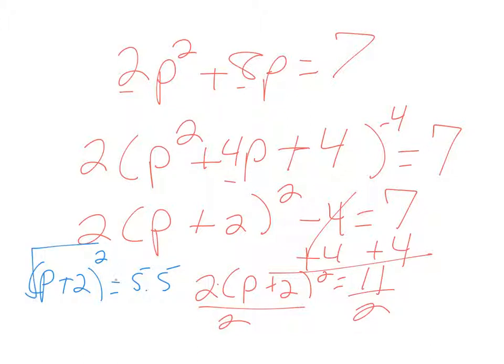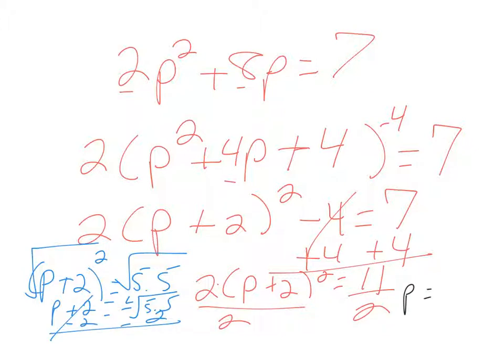Take the square root. p plus 2 equals plus or minus radical 5.5, and subtract 2 from both sides. So we should have p equals negative 2 plus or minus radical 5.5.